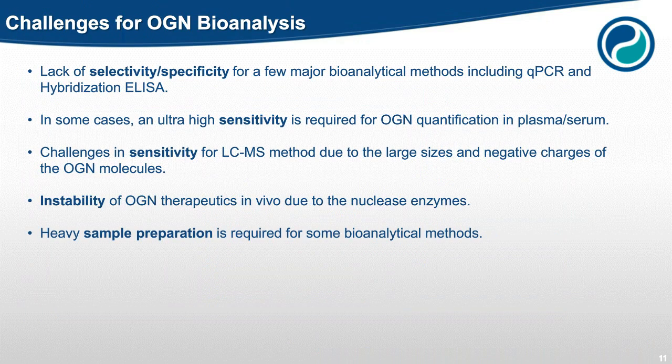The issues existing in different bioanalytical methods represent the current challenges in OGN quantification. Several major bioanalytical methods like qPCR and hybridization ELISA lack selectivity and specificity. In some cases, an ultra-high sensitivity is required for OGN quantification in plasma or serum. The large size and negative charge of the OGN molecules can raise challenges in sensitivity for the LC-MS method. OGN molecules may be unstable in vivo due to the nuclease activities. Also, some bioanalytical methods require heavy sample preparation.